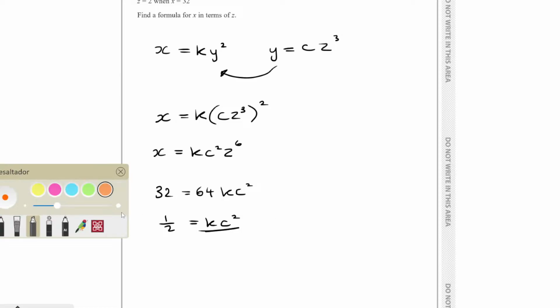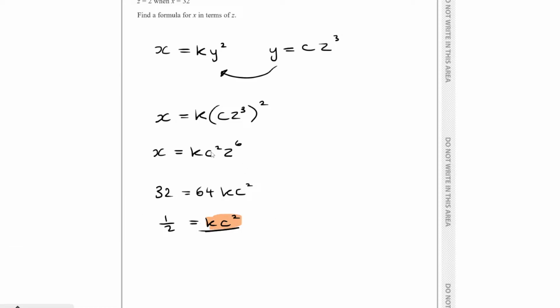Do you see how I could then just replace the whole thing? I don't need to know what k is separately to c squared and so on. I just need to know that's a half. So therefore, x is a half z to the power 6, or as you've put in the comments, you could write it as x is equal to z to the power 6 over 2. Same thing. Doesn't really matter which way around you do it.